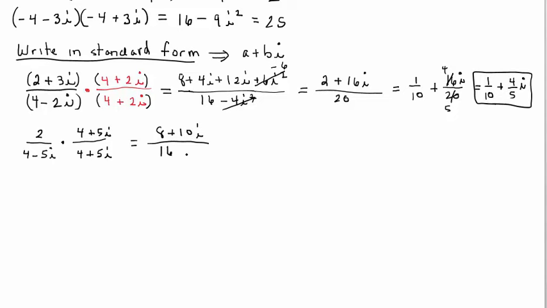So write in standard form means you have to think in your brain that I've got to multiply by a complex conjugate if I have a fraction because I don't want an imaginary part in the denominator.